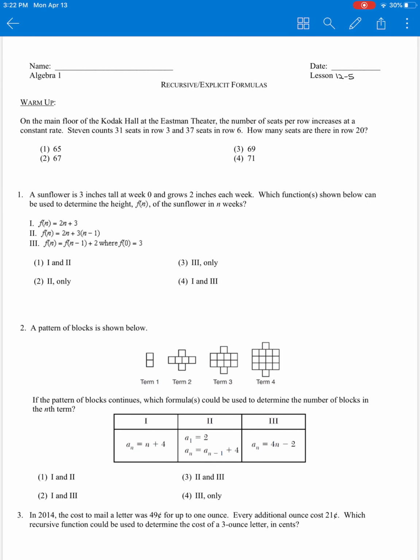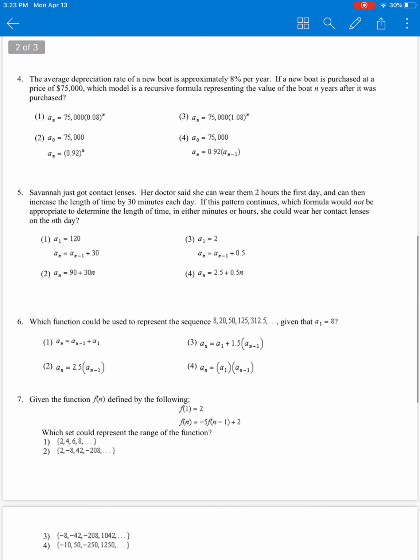Hi everyone. Today I'm going to be teaching you lesson 12-5, which is modeling with respect to recursive and explicit formulas. So you've really learned all of these formulas that we're going to use today. We're just going to be talking about word problems having to do with them. So let's just talk about a little summary of the formulas you've learned so far.